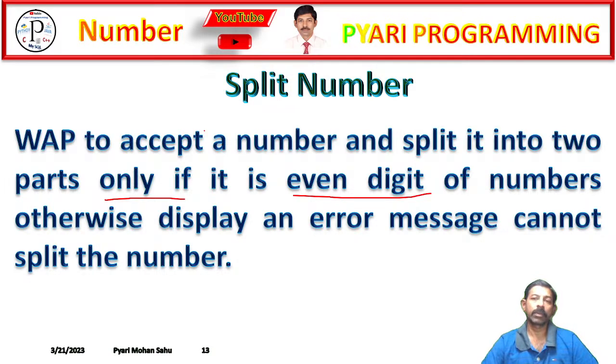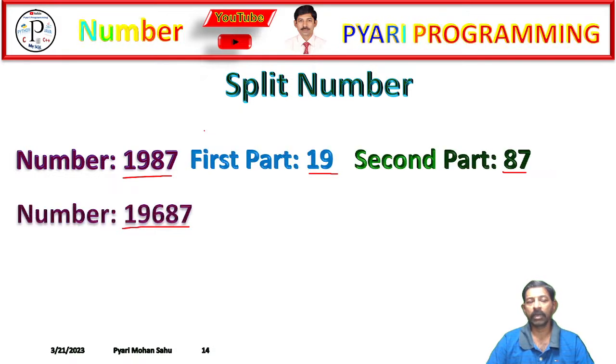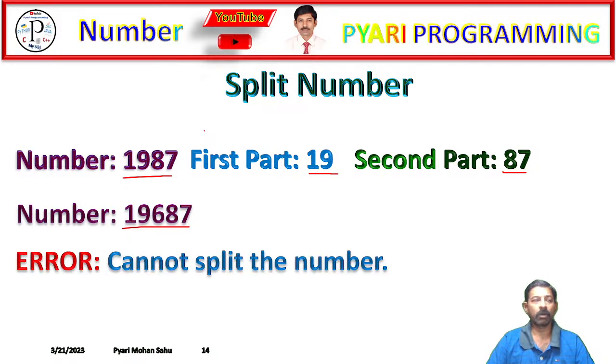Write a program to accept a number and split it into two parts, only if it has an even number of digits, otherwise display the error message. Here is an example for you. 1987: first part is 19, second part is 87. Now the second number is 19687. I cannot split it because an even number of digits is not available. So that's why we cannot split the number.